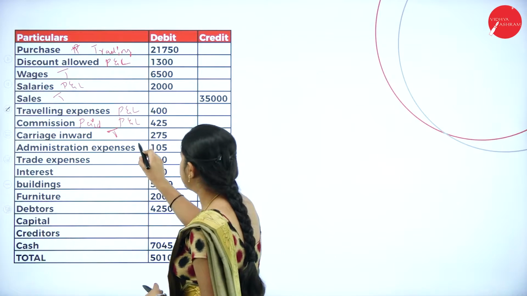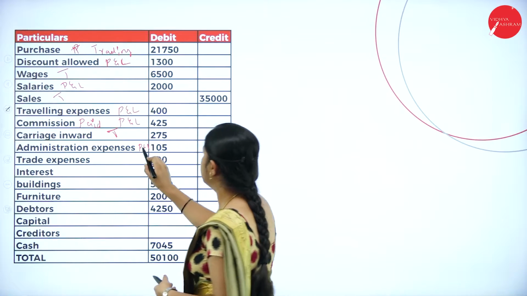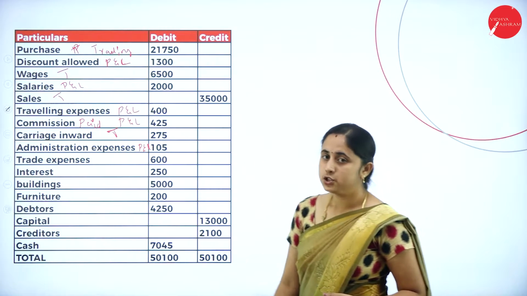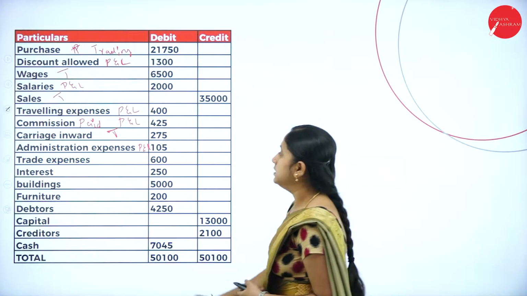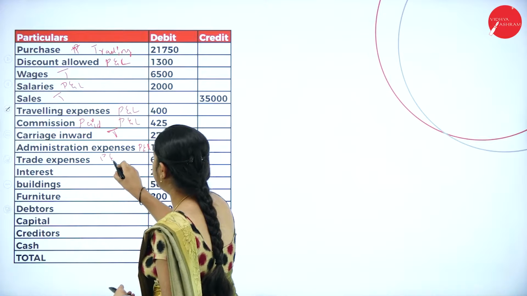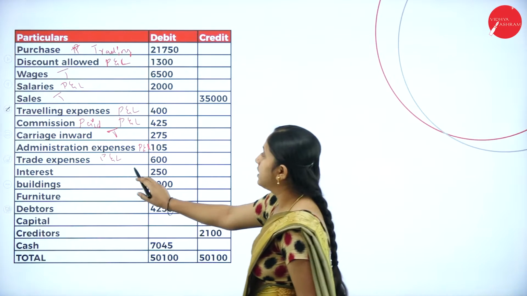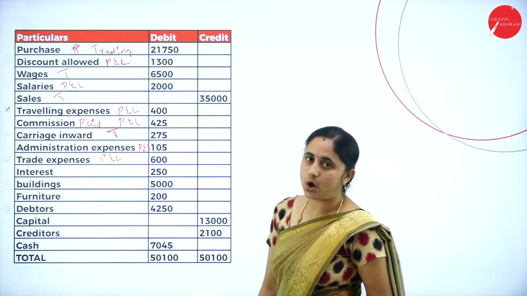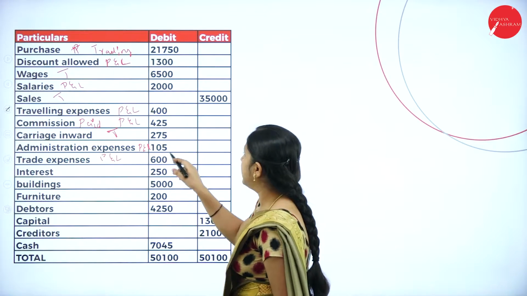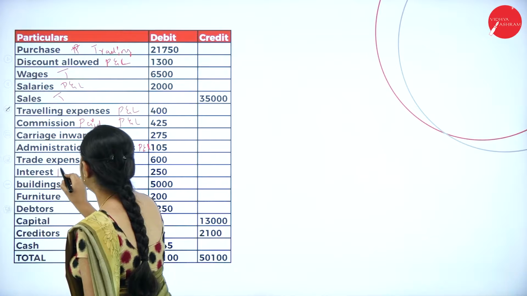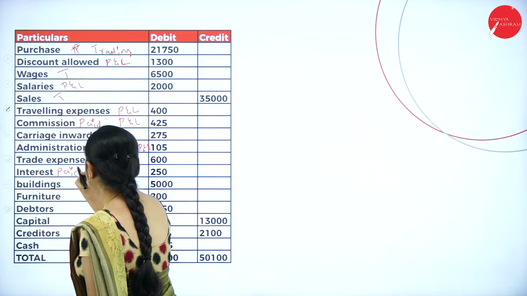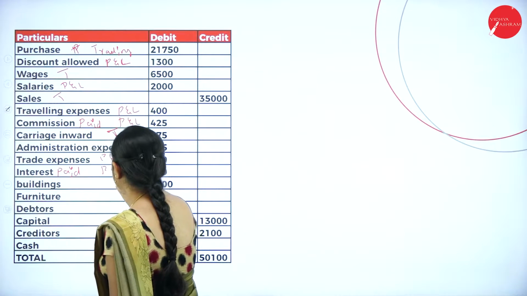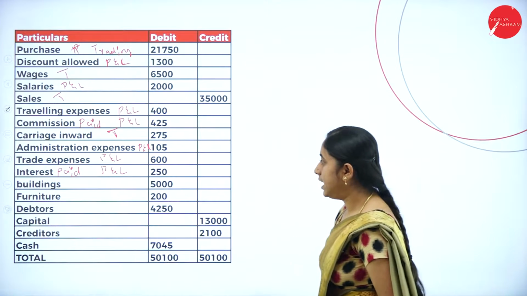Then administration expense. Administration expense is an indirect expense, so profit and loss account. Then trade expense, profit and loss account. In the same way, interest. They have not mentioned either interest received or interest paid. So this is the debit balance, all the expenses, so it is interest paid. Interest paid is an indirect expense, P&L account.